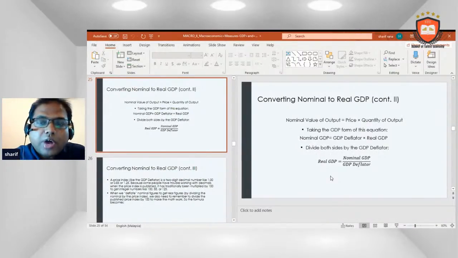So the nominal value of output equals price multiplied by quantity of output. Taking the GDP form of this equation, nominal GDP equals the GDP deflator multiplied by real GDP. Divide both sides by the GDP deflator. Real GDP equals nominal GDP divided by the GDP deflator.